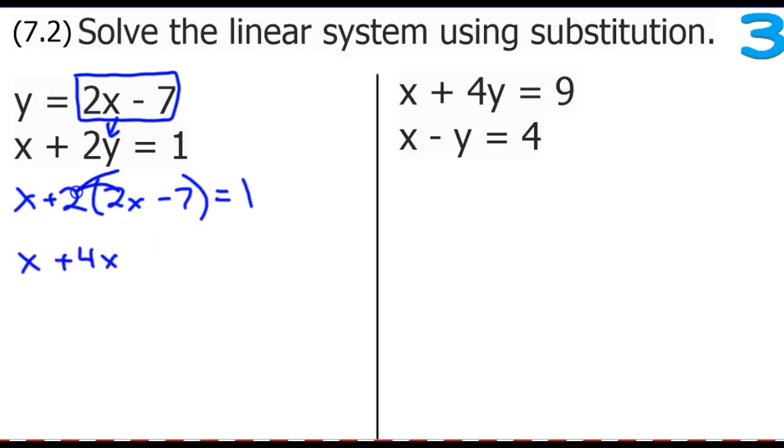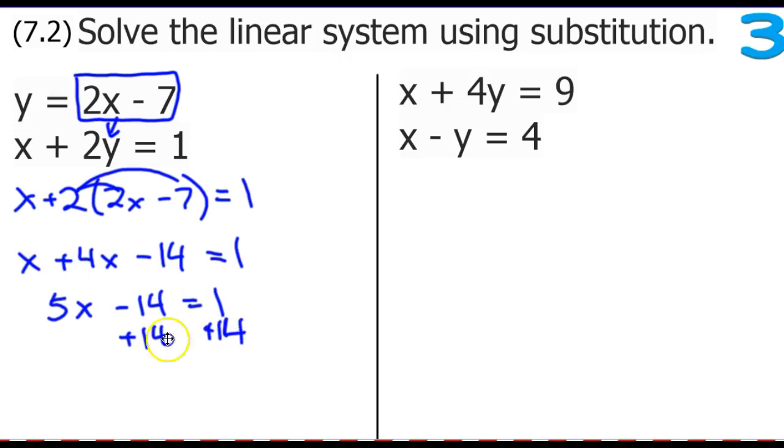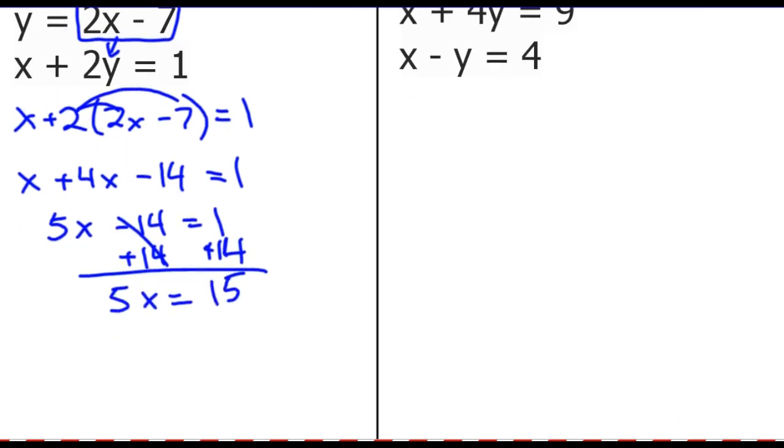When we distribute the 2, that gives us x plus 4x minus 14 equals 1. X plus 4x gives us 5x. Here we have to add 14. And we get 5x equals 15. Then if we divide that by 5, we're left with x equals 3.